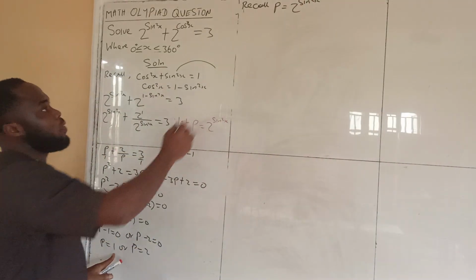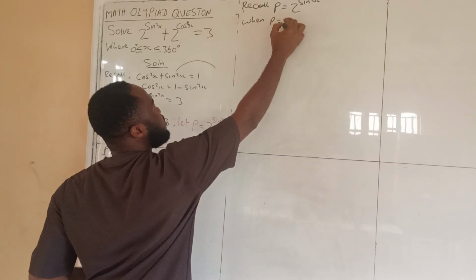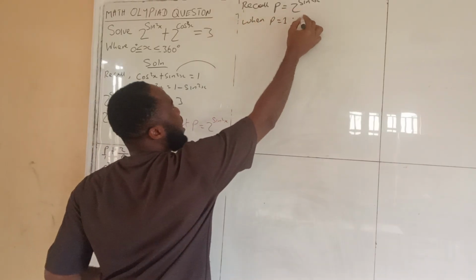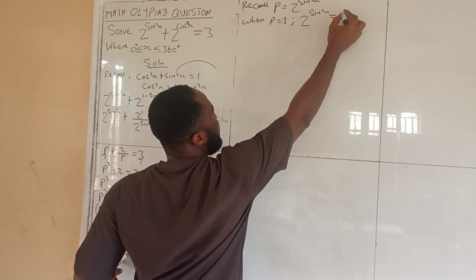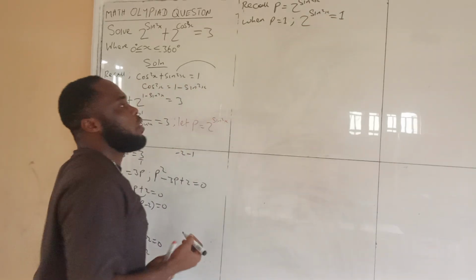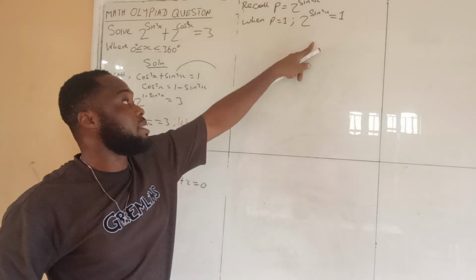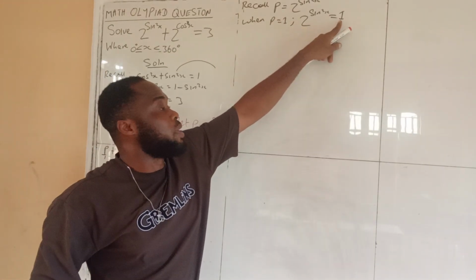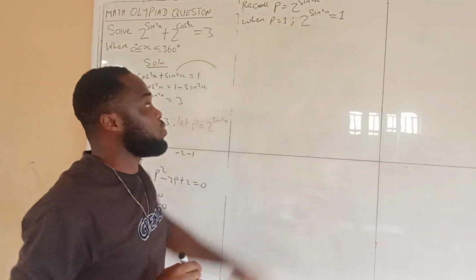Now, when P is equal to 1, then we have that 2 raised to the power of sine square x is equal to 1. Before we can solve for this, we must express both sides to have common bases, right? So we can replace 1 as 2 raised to the power of 0, because anything raised to the power of 0 is 1.